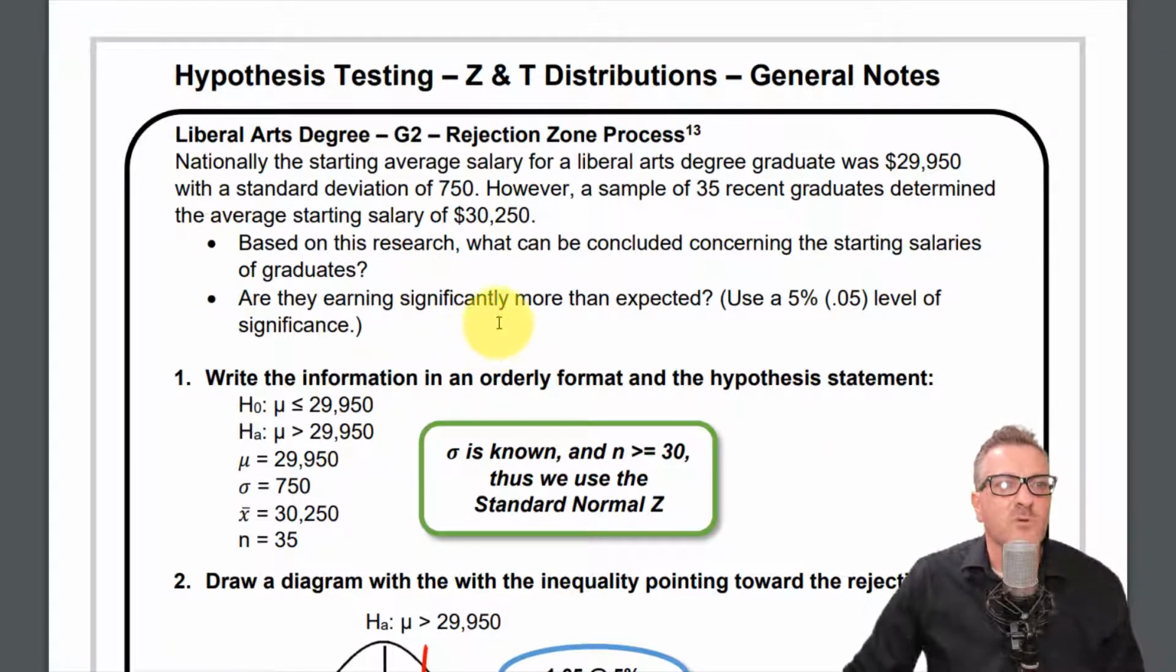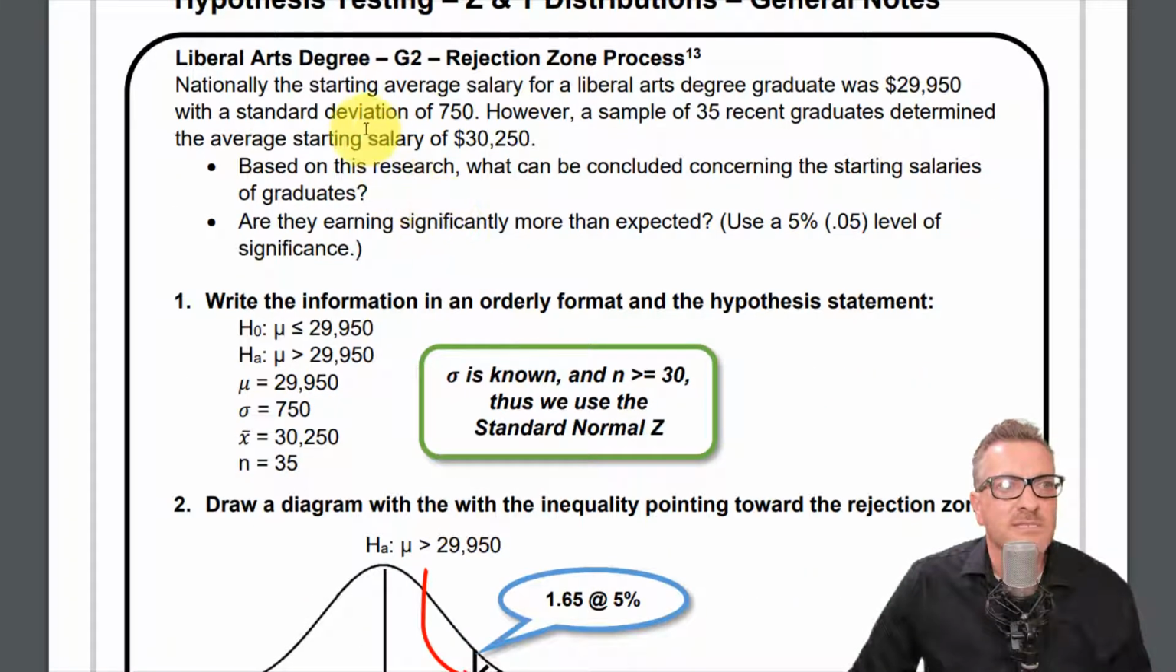Let's take a look at one more here, and then we'll do a couple more of these, and we'll probably start going a little bit faster. Let's see. Nationally, the starting average salary for a liberal arts degree graduate is $29,950, with a standard deviation of 750. However, a sample of 35 recent graduates determined the average starting salary of $30,250. This is probably some old example.